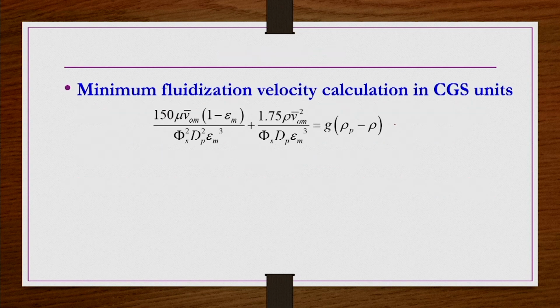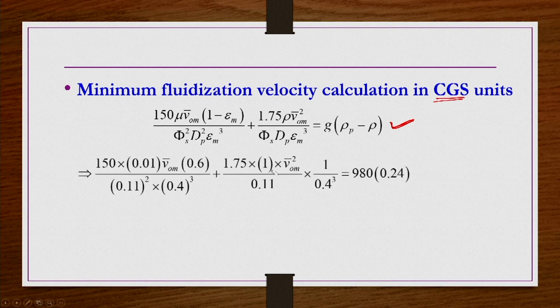So, this is the equation at minimum fluidization condition. This is the equation: 150 mu U_0m bar (1 minus epsilon m) divided by phi_s square dp square epsilon m cube, plus 1.75 rho U_0m bar square by phi_s dp epsilon m cube, is equal to g (rho p minus rho). Here except U_0m bar everything is known. We can substitute all these quantities, and for a change we do this one in CGS units. When you substitute all these numbers here, we get the equation for minimum fluidization velocity. By solving that equation, we can get the minimum fluidization velocity.